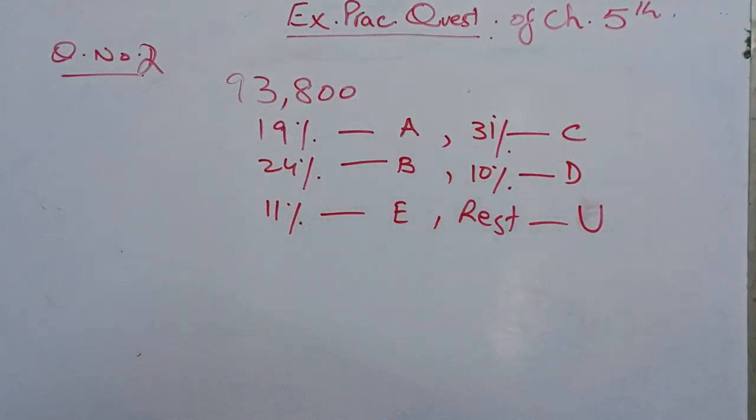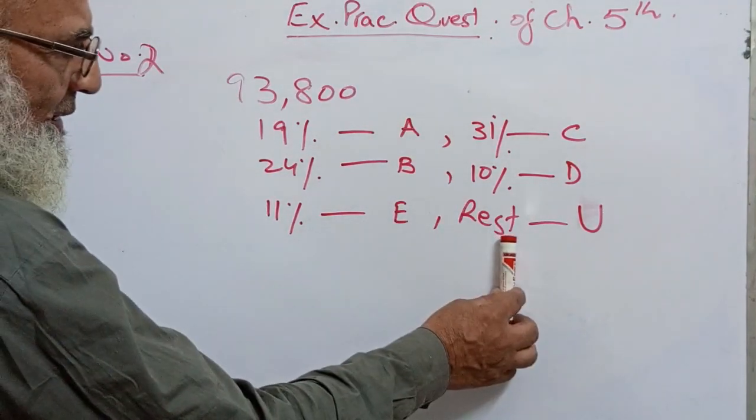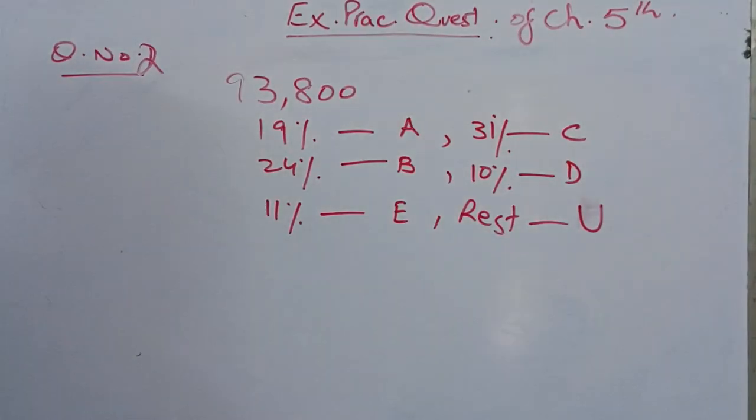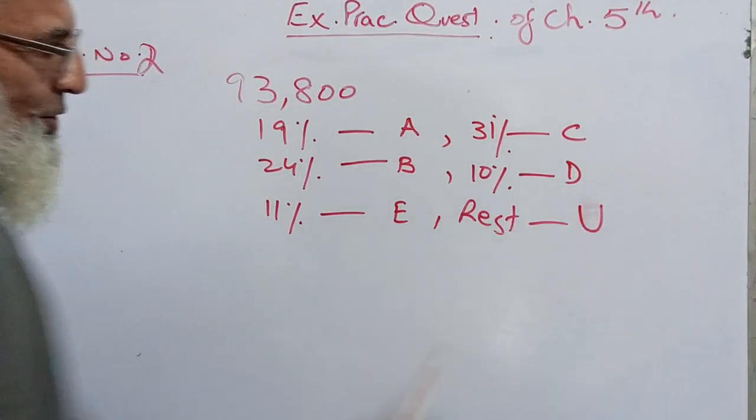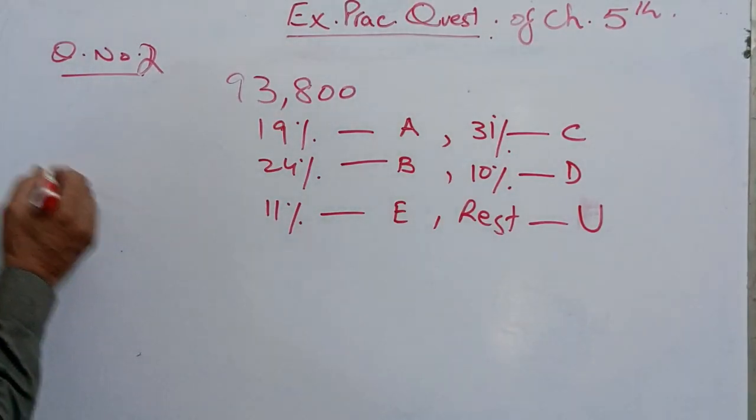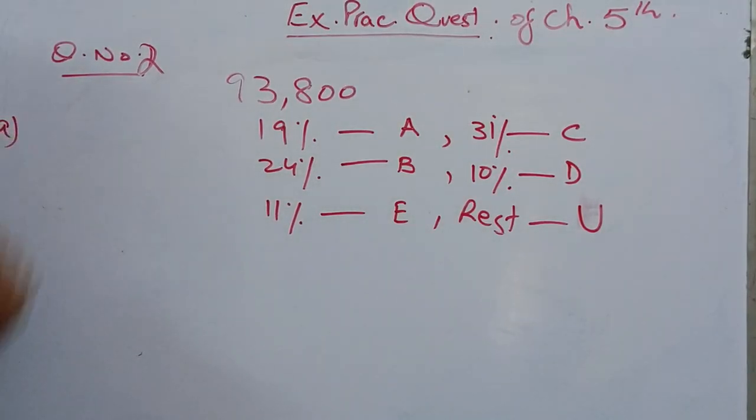So what we do, the first question is what percentage of students received grade U? Now you see that it is written here that the rest of the students have scored grade U, and part A says how many students scored grade U.